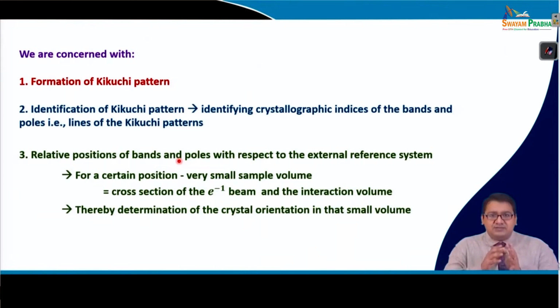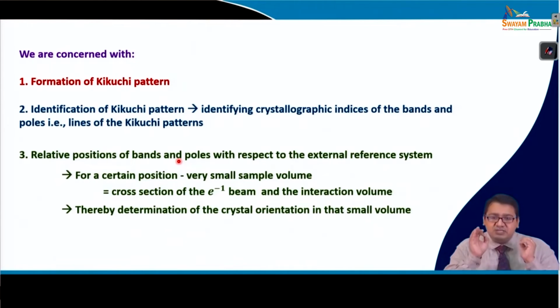So, what basically is done is that for a certain position, you see the electron beam is a very thin beam, it has a very small diameter. So, it falls on a very small area of a nanometer size. So, the beam is a few nanometer diameter and it falls on that area and it irradiates it and makes an interaction volume, right, a very small interaction volume.